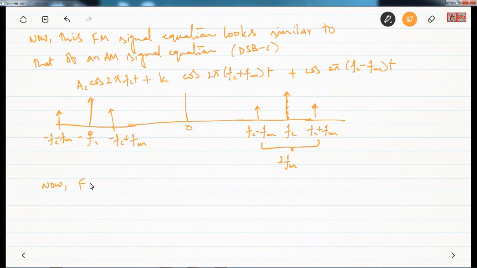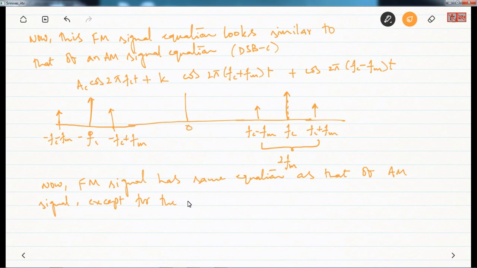Now, the FM signal has the same equation as that of the AM signal, except for the sign change for cos 2 pi (FC minus FM)t. Right? So let me explain what I mean.